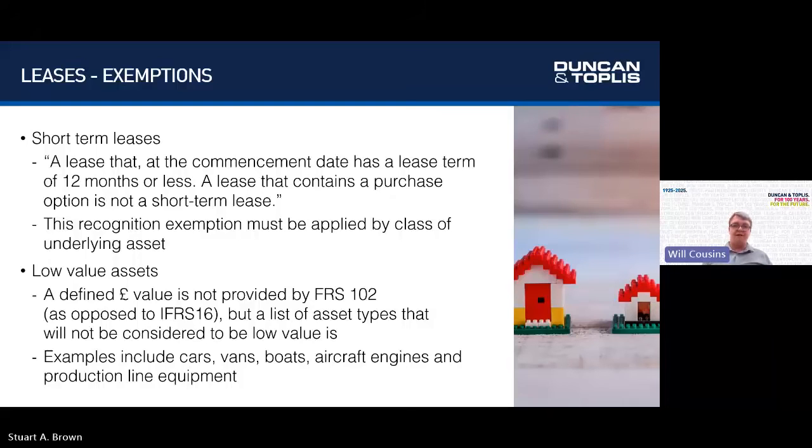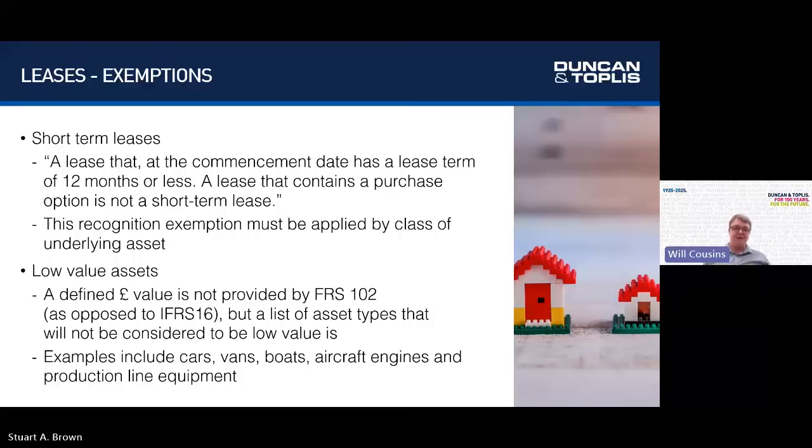So if you've got a lease that at the 1st of January 2026 has less than 12 months left, if that lease was initially more than 12 months, we would have to account for all the lease that has passed on transition, and we would still need to capitalise the remaining life of that lease. It's only if the overall lease is less than 12 months that it's exempt.